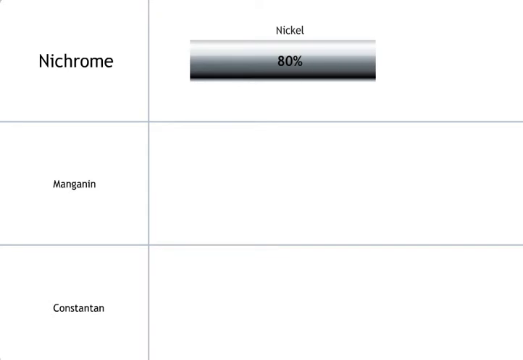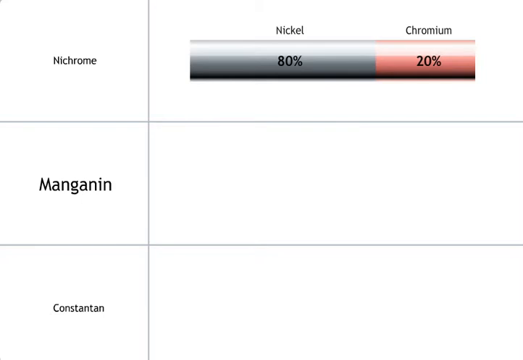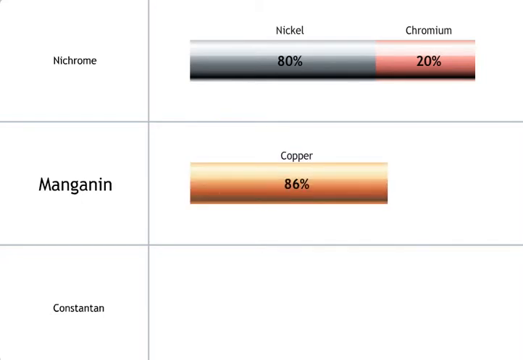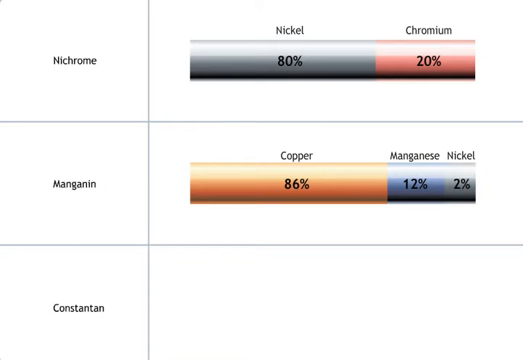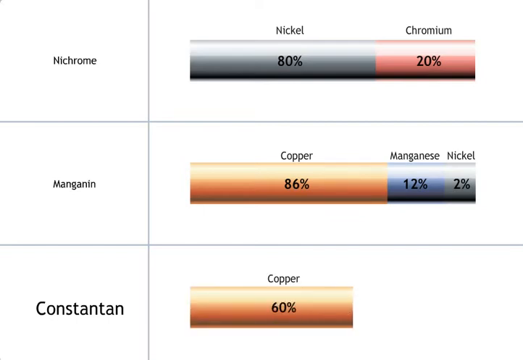Three metal alloys most commonly used as heating elements are nichrome, an alloy composed of 80% nickel and 20% chromium; manganese, which is 86% copper, 12% manganese, and 2% nickel; constantan, a copper-nickel alloy with 60% copper and 40% nickel.